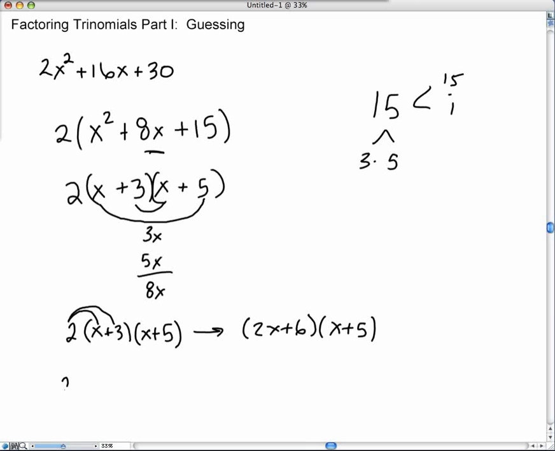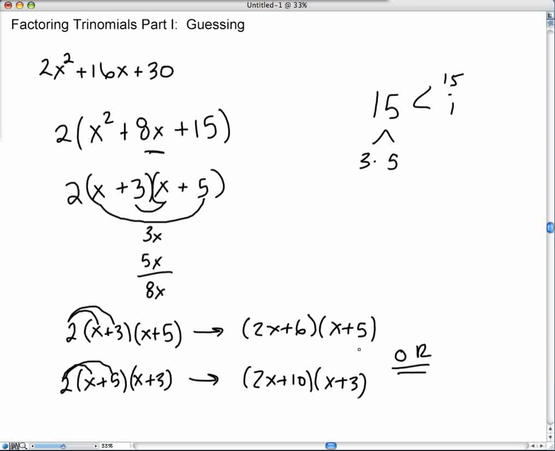Or 2x plus 5, x plus 3. I'm just going to take this binomial and put it in the front, and I'm going to multiply this 2 out. You only multiply this 2 out on one binomial. And this will be 2x plus 10 and x plus 3. You'll notice that if you do the FOIL on the first set of binomials or the FOIL on this set of binomials, you get the same answer. So either one will be correct.